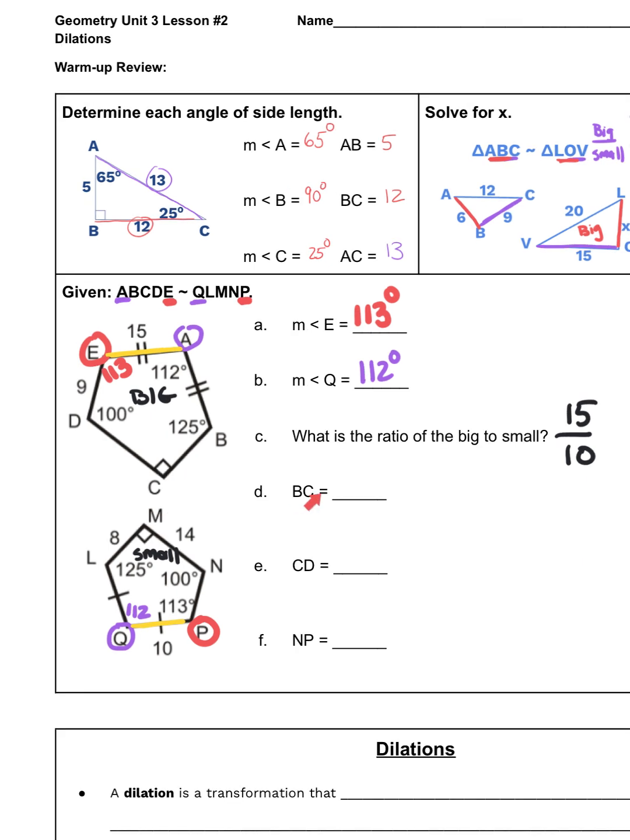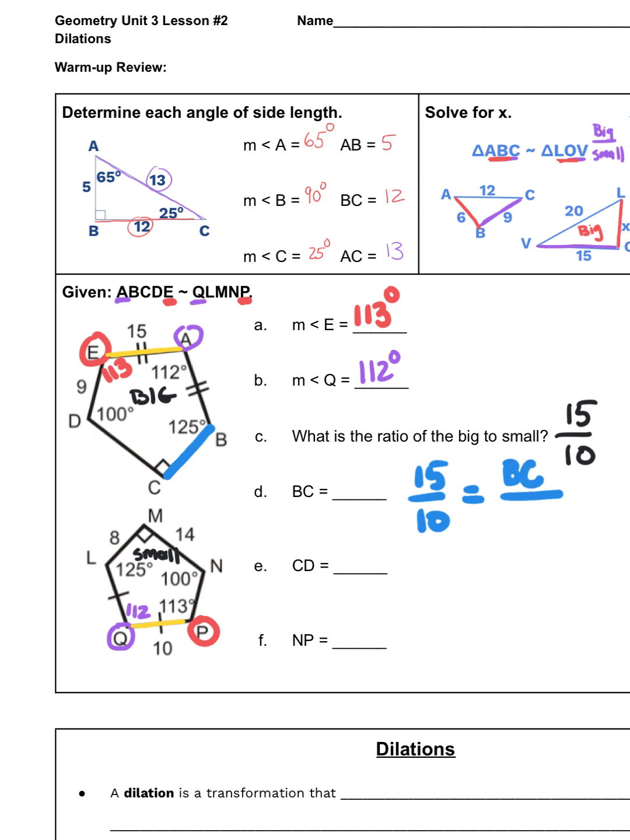Okay, now we have to find side length BC. I'm going to highlight that in blue right here, B to C. We don't know that side length, but since they are similar, we can set up a proportion. We already have our first ratio, a pair of corresponding sides that are both given. So we bring that down, 15 over 10 is equal to, now again, we're going big to small. Side length BC has to be on the top. I'm just going to put that right here, B to C.